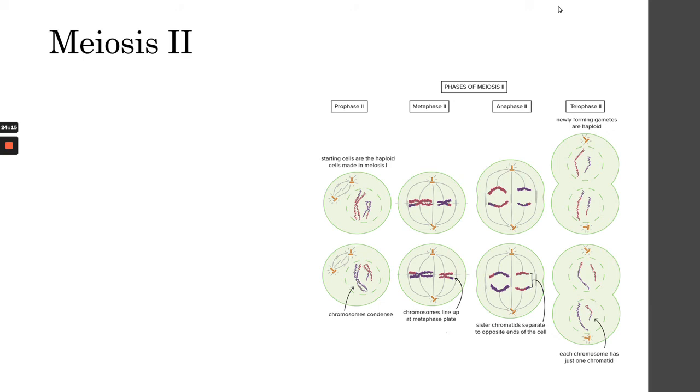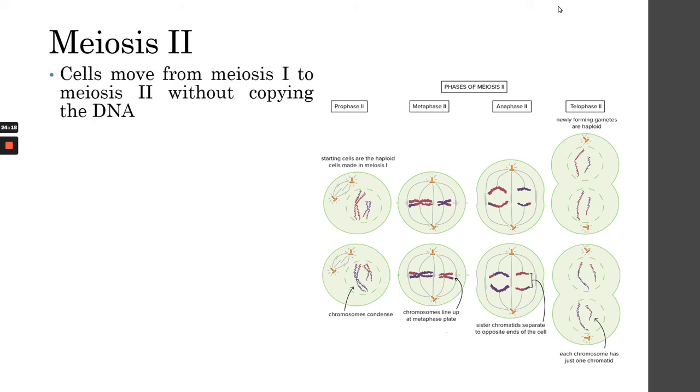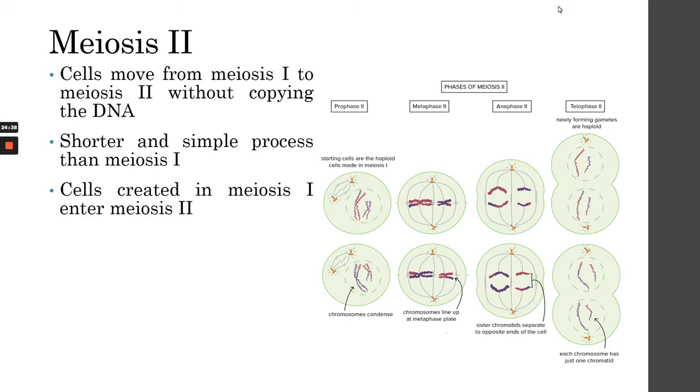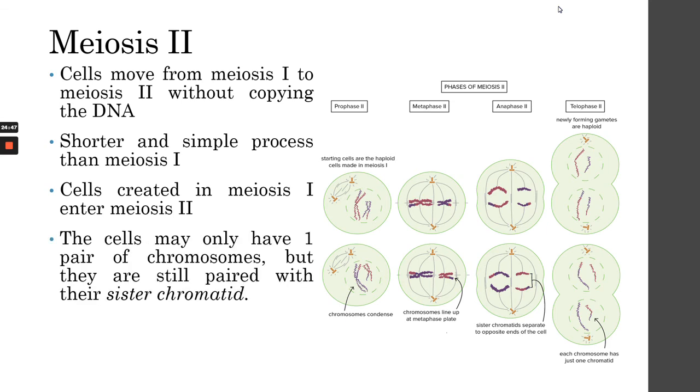Then we enter meiosis 2. In meiosis 2, cells move from meiosis 1 to meiosis 2 without copying the DNA again, because we already copied it at the start of interphase. So after meiosis 1, no need for further copying. And it's a shorter and simpler process than meiosis 1. Cells created in meiosis 1 are the only cells that enter meiosis 2, which makes sense because how can you enter meiosis 2 if you haven't done meiosis 1?